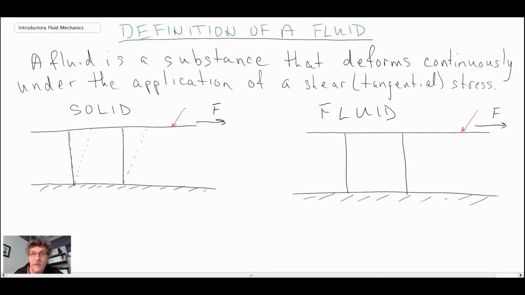Now with the fluid, it's a little different. If we apply the shear to the upper plate, applying a force going in that direction, the fluid will continue to shear with time. And so if we were to look at this at an early point in time, we would have a shape like that. And if we looked at a later point in time, let's say this is T2, we would have something that looks like that.